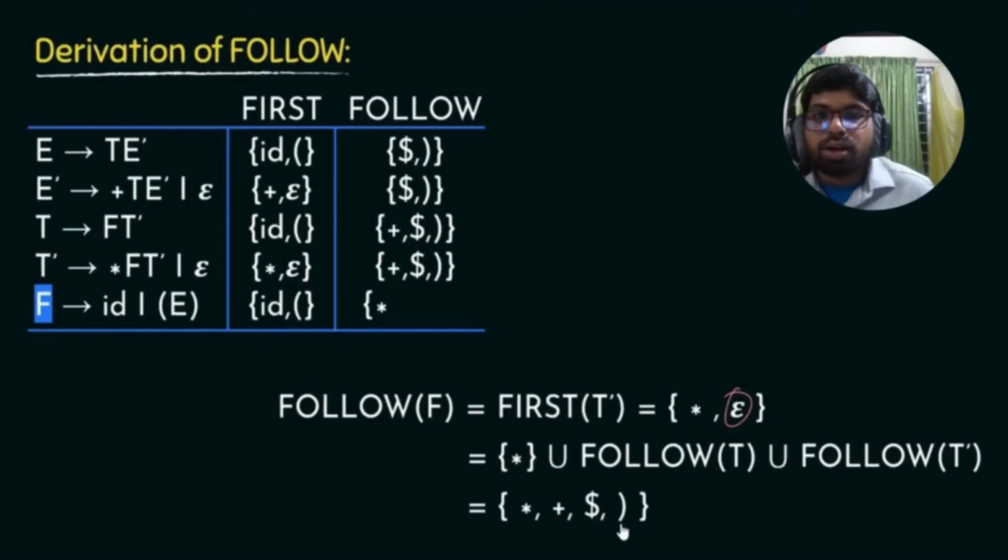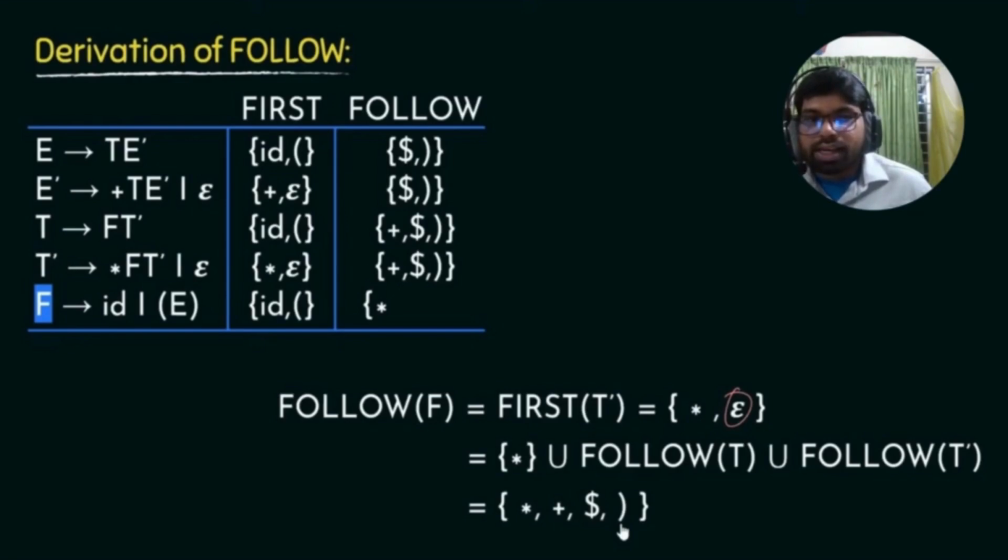But the third rule tells us that there is no epsilon in the follow function, so we will remove it. So for the follow of T in the third row, we will put the first of E prime, that is plus. Here we are putting plus, and then epsilon appears, so we will not accept epsilon. Then we will move to the follow of E prime. The follow of E prime is nothing but a dollar sign and the closing bracket, so we will directly put it down here. Finally, the follow function of T will be plus, dollar sign, and the closing bracket.